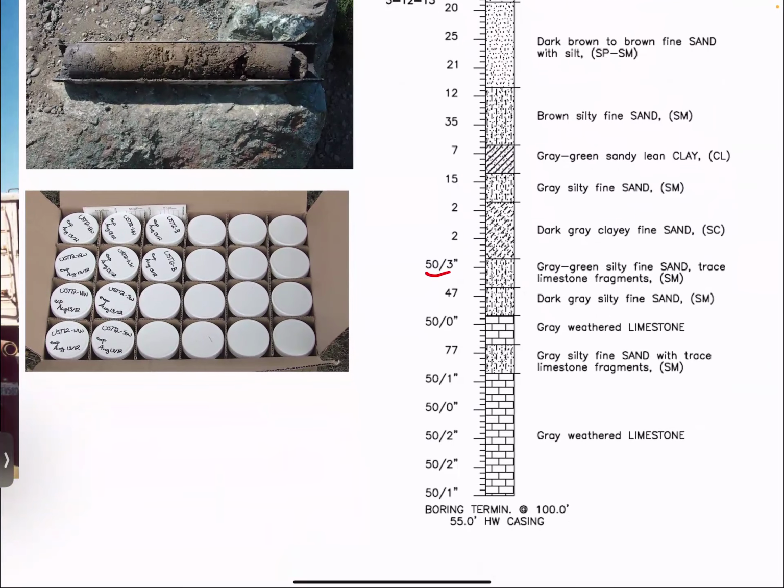And then this right here where you see 50 over 3 inches, this means the driller got tired and didn't want to count above 50. They're just like, all right, the hammer's been hit 50 times and it only has gone 3 inches into the soil. Yeah, so that's just a loose soil zone right before the limestone. So that might be a problematic thing. If they're putting a foundation in that area, they need to check.